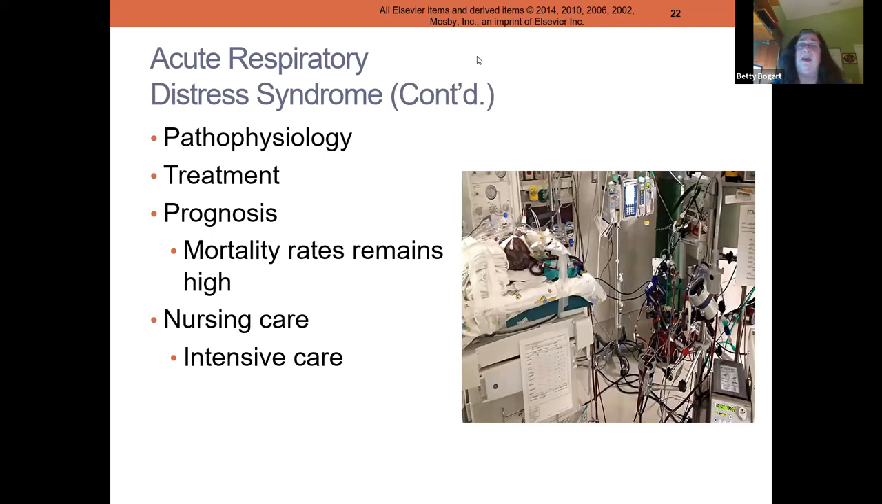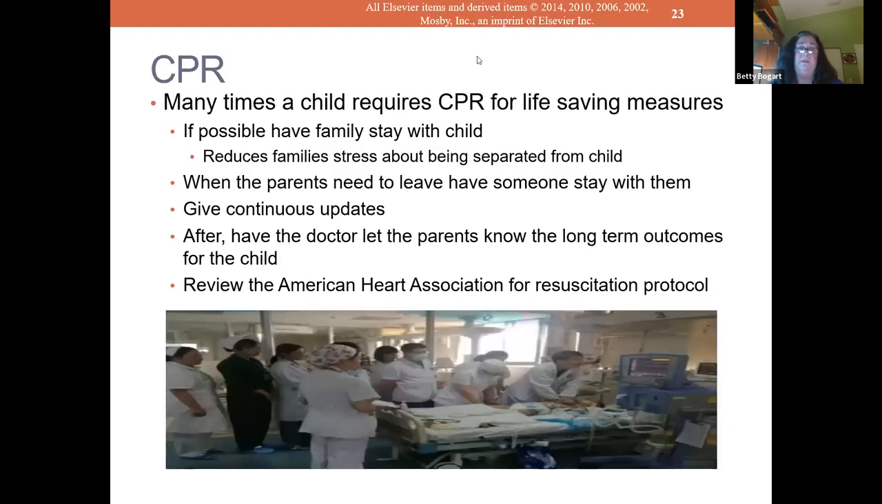This is a picture of ECMO, and I actually used to run the machine. Basically, it pulls blood out, you oxygenate it, and you put it back in the child. So when the lungs can't oxygenate the child, we have a machine that does it until they start to get their lungs fixed and heal. It gives them a chance to heal, and then we turn the machine down slowly, and then we pull it off. So these kids are sick. A lot of them die, okay? That's a rough thing, ARDS.